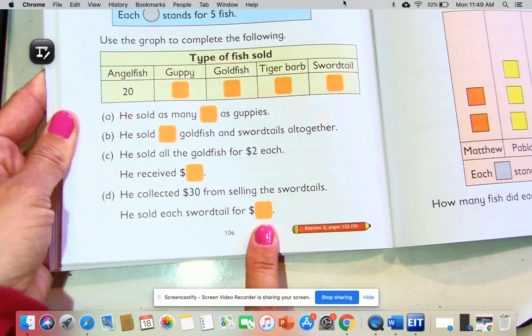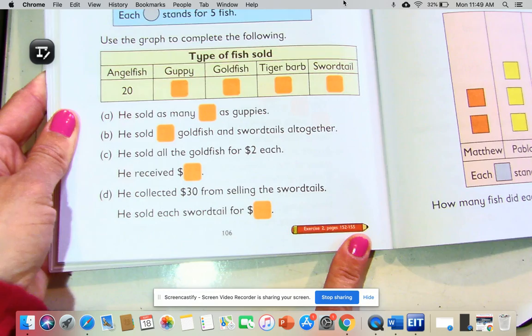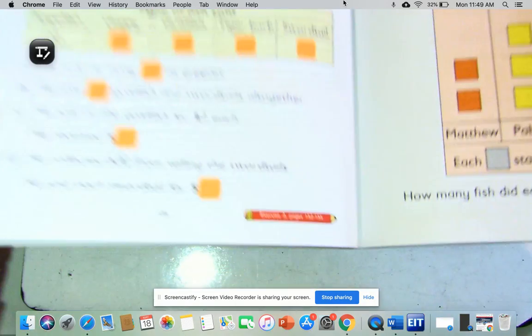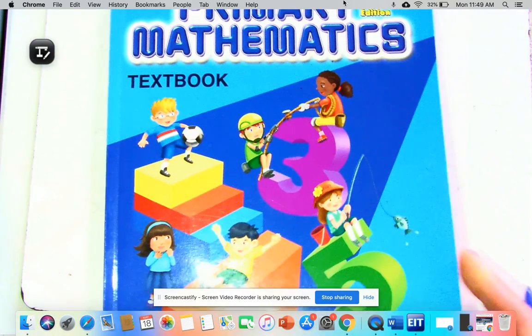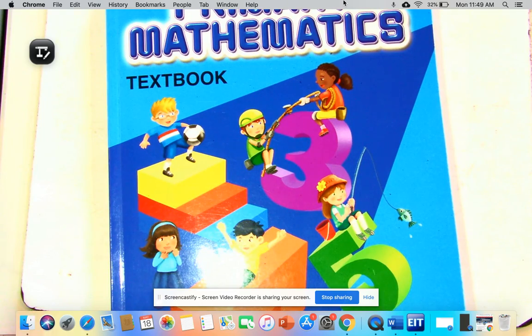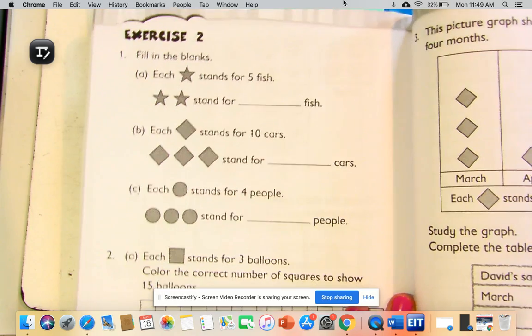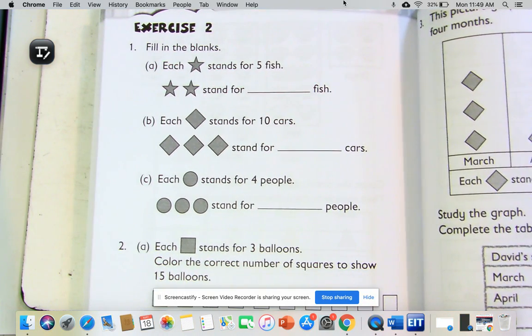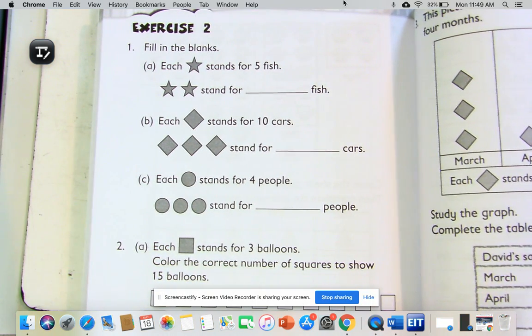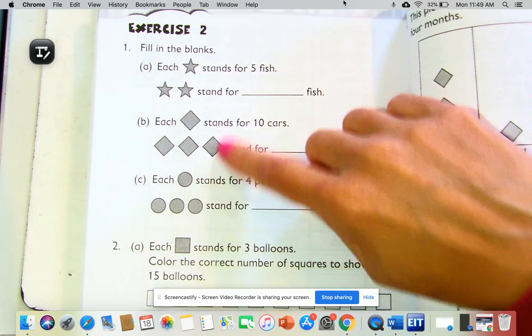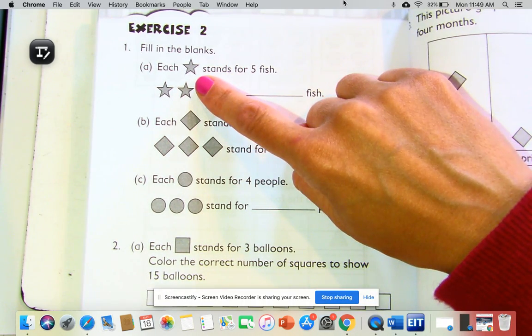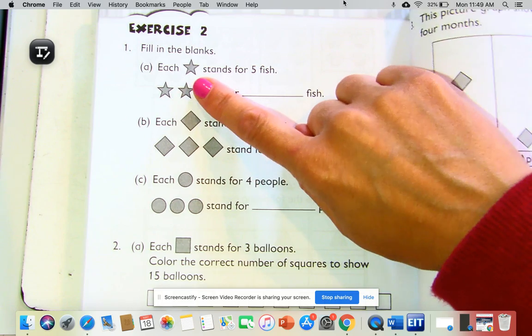All right. Your homework for today is pages 152 to 155. Let's take a look at those pages. All right. So here on 152, we are working on, if you were looking at some different graphs and they had different symbols, different picture graphs might have different symbols.